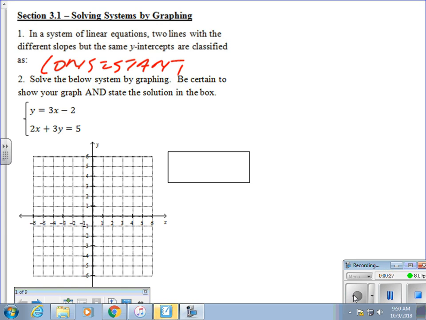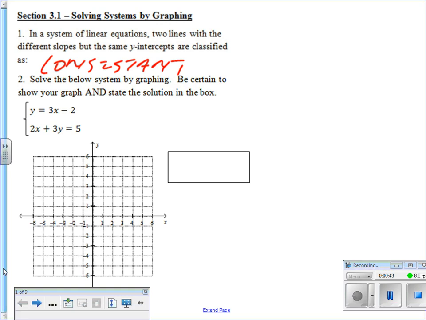Now, if I have the same slope, then I look at the y-intercept. Same slope, same y-intercept, it's consistent. Same slope, different intercepts, they're parallel, it's inconsistent. But if I see different slopes, I'm done with that question. Okay.